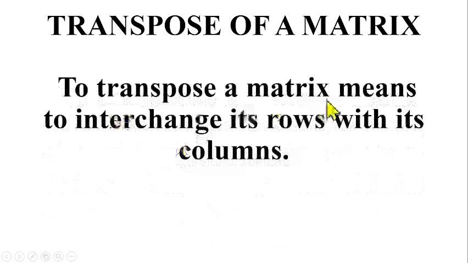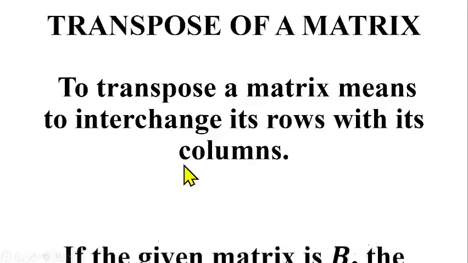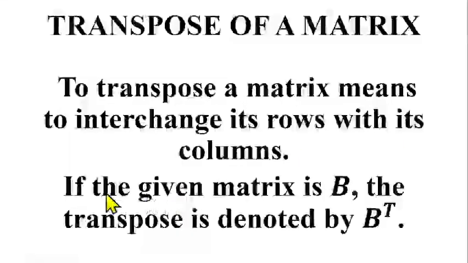So to transpose a matrix means to interchange its rows with its columns. If the given matrix is B, then the transpose is denoted by B raised to power T. That is how we represent the transpose of a matrix: by writing the name of that matrix and putting it raised to power T. So this means that you are finding the transpose of matrix B.